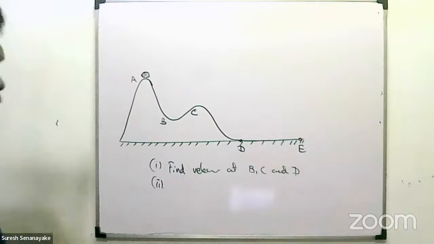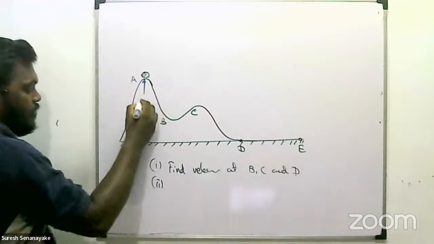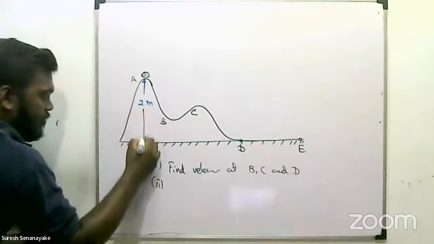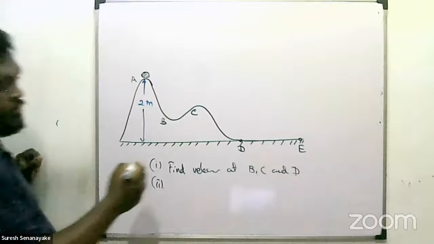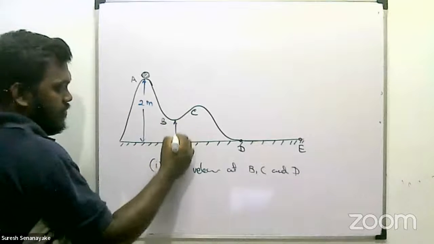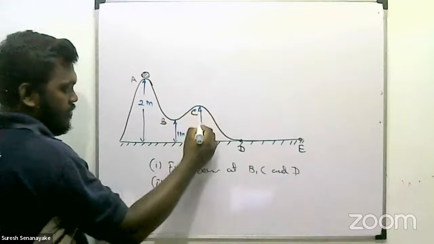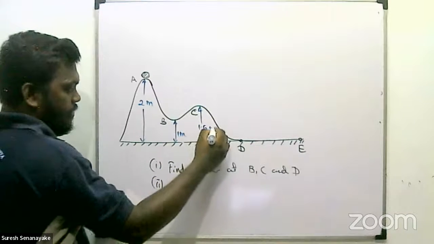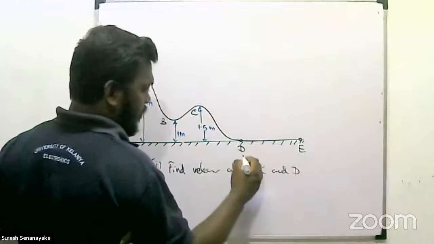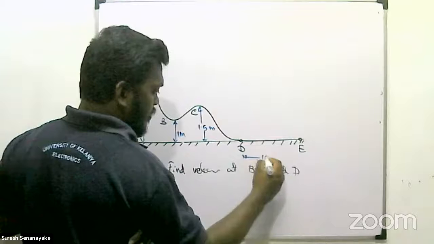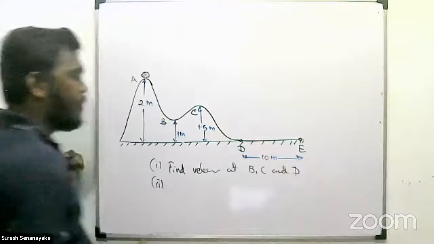Okay, I will give this 2 meter. This is 1 meter. This is 1.5 meter, and from D to E, 10 meter.